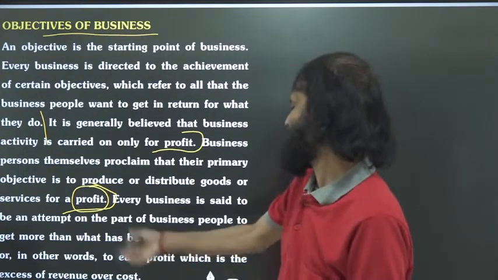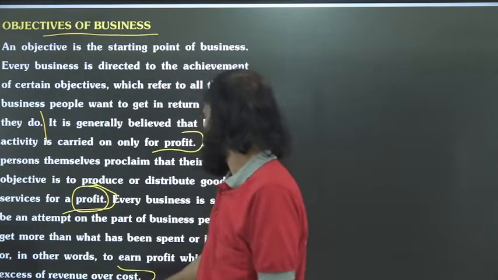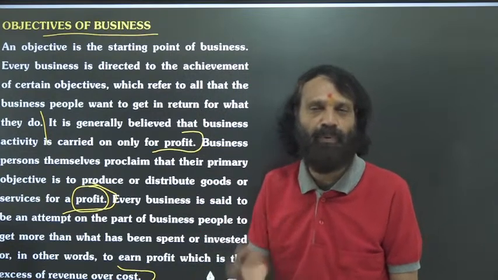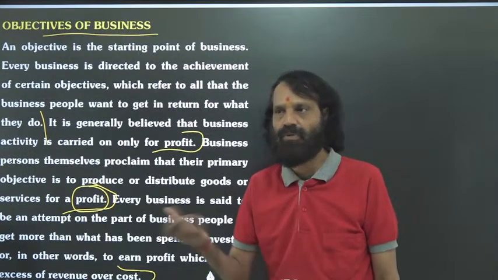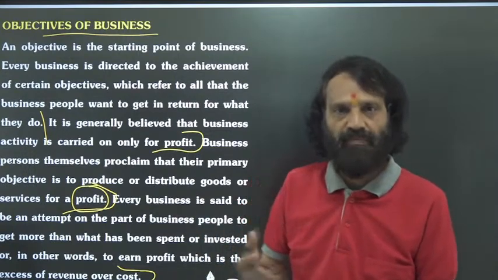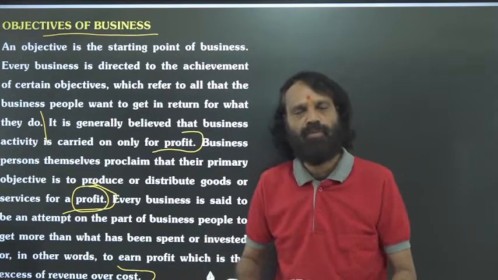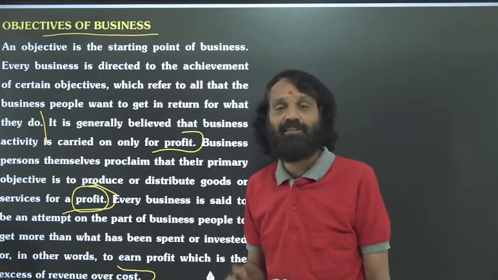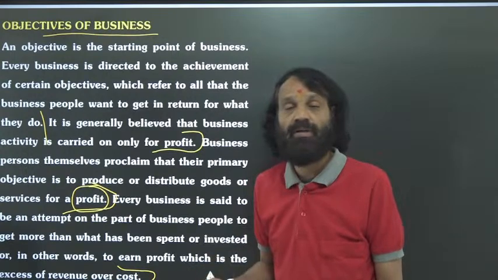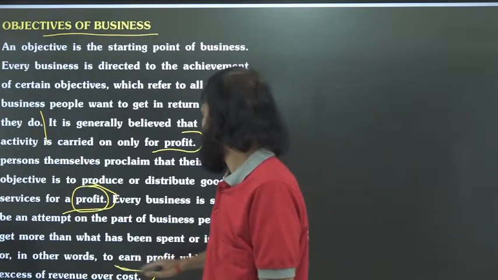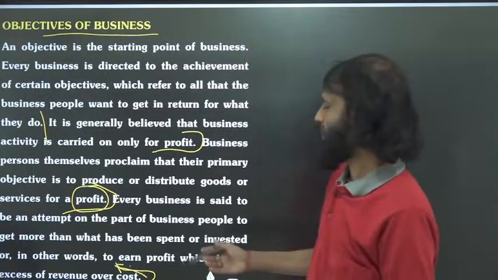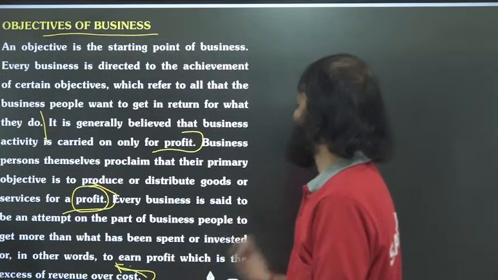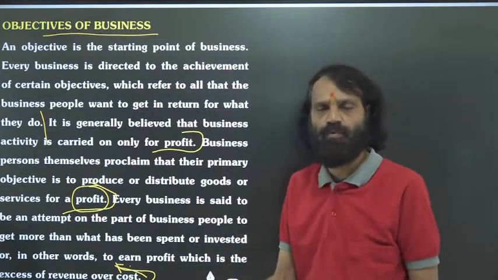And profit is the excess of revenue over cost. You know that the production cost is there. Of course, every business house is spending a lot of money for production: for their land, for their building, for raw materials, for the wages to their laborers and employees, for marketing, advertisement, transportation. So many expenditures are there. But what they wanted is to earn more than the cost they spend. That is the objective of business.